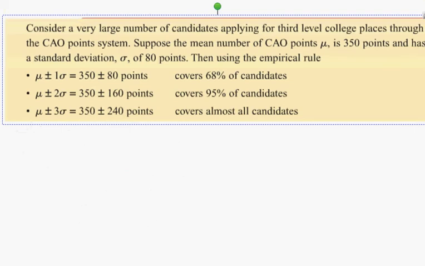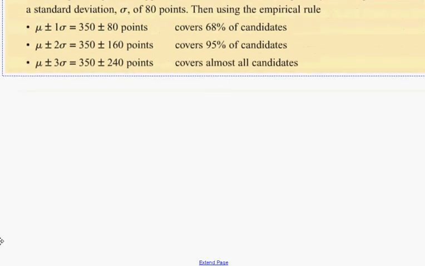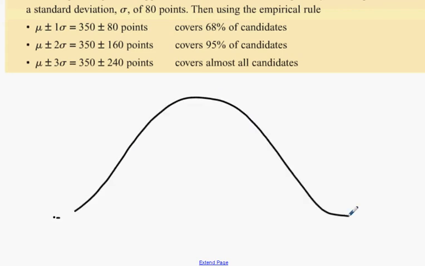Next thing, CAO points. So we have what's called the standard curve. And you'll often hear of people standardizing tests. Now, here's what happens. You have what's called the mean on the standard curve. This is the average.